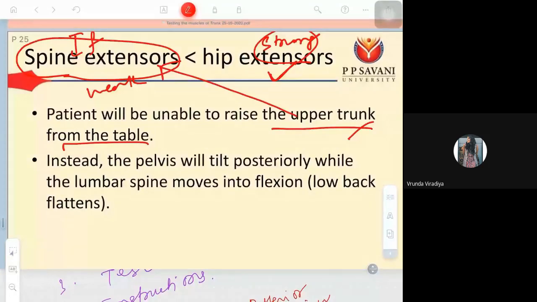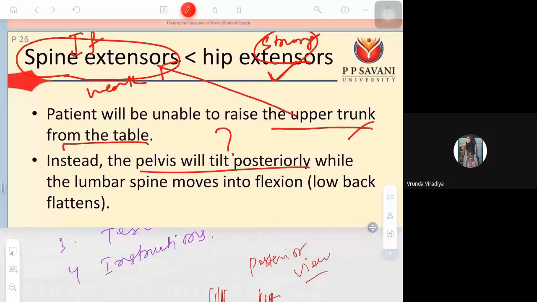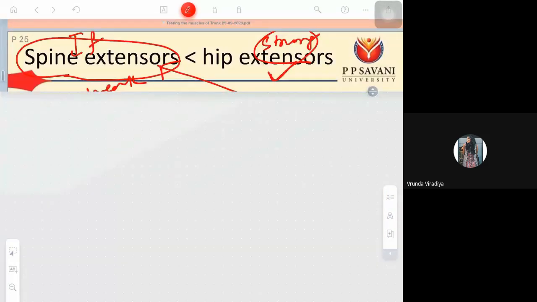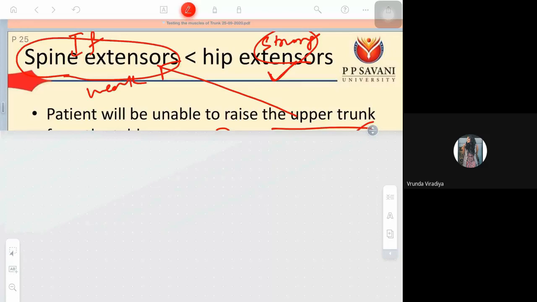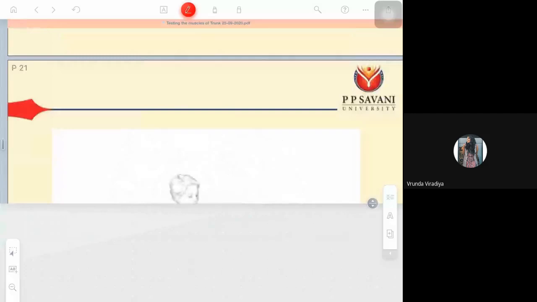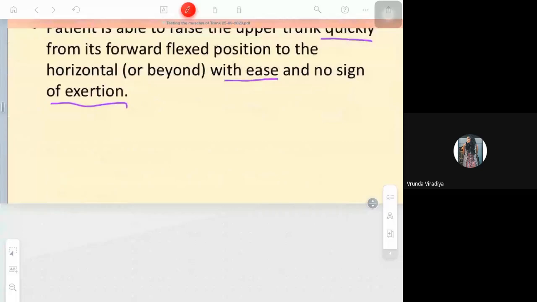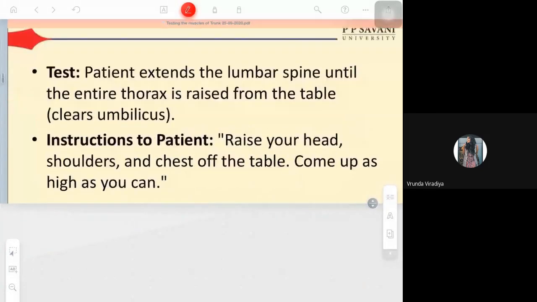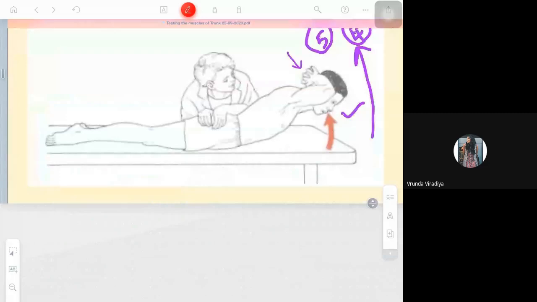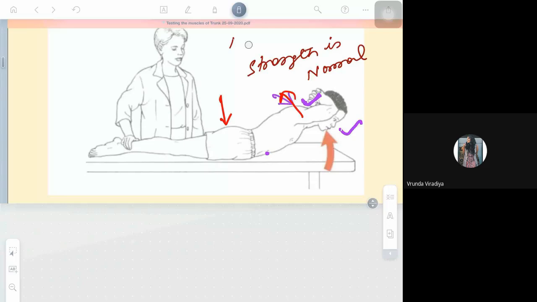Why is the pelvis tilting posteriorly? First I will explain the first point. Why will the pelvis tilt posteriorly? One second. I'll take this image and I'll explain it.